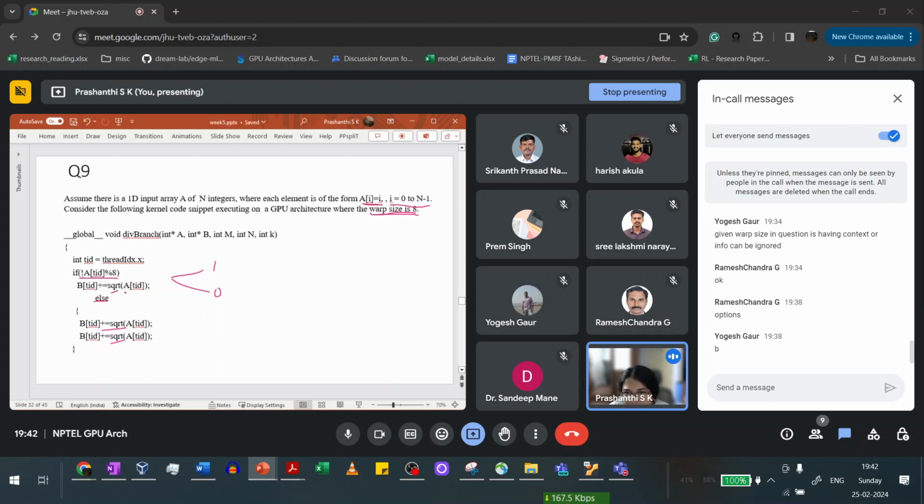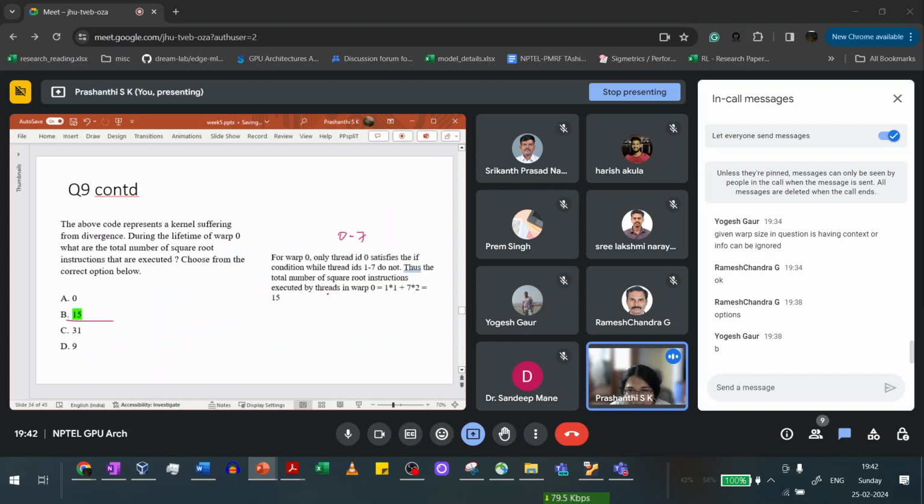And the question already says that this has divergence. What you are asked is the total number of square root operations across this warp. So there are 8 threads in this warp. One of the threads evaluates to 1, so it's going to evaluate this part. The other 7 threads are going to evaluate these parts, right? So this thread will have only one square root operation. These 7 threads will have 2 square root operations. 7 into 2, right? So you have 14 here and then one more here. So your answer comes out to be 15.